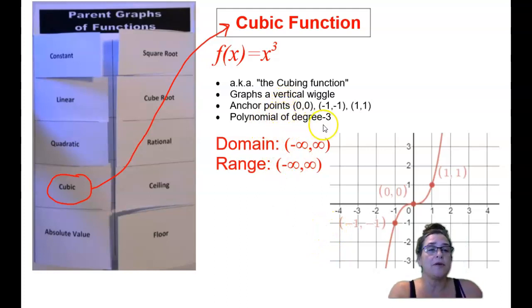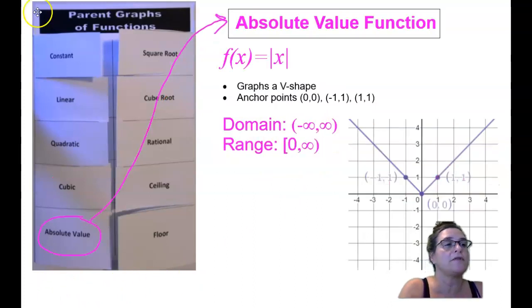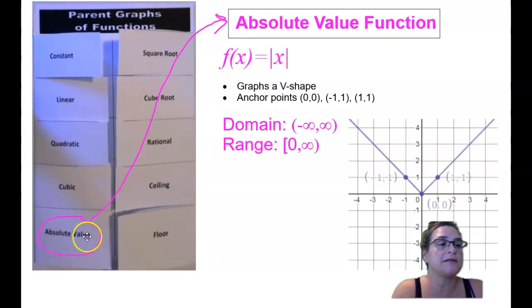It is a polynomial of degree 3, and it's passing through the anchor points (0, 0), (1, 1), and (-1, -1). So these anchor points for the cubic function are the same 3 anchor points for the linear function. It's just the shape of the curve that goes through them that is different. Okay, its domain and range, though, are identical to the linear function, all real numbers for both the domain and the range.